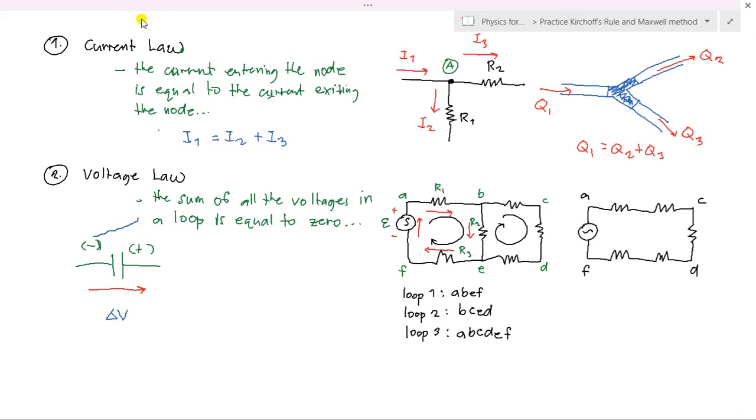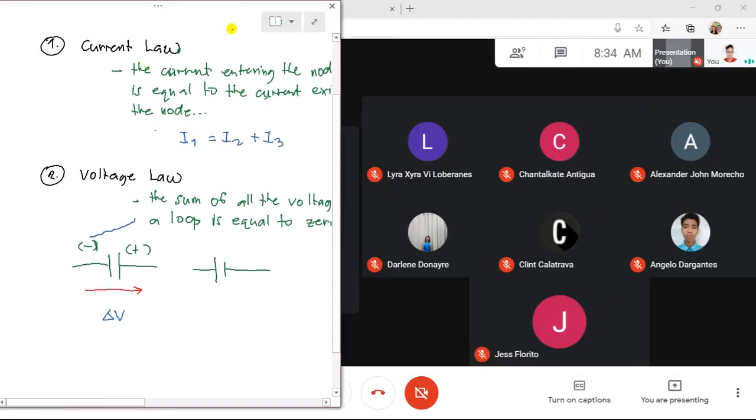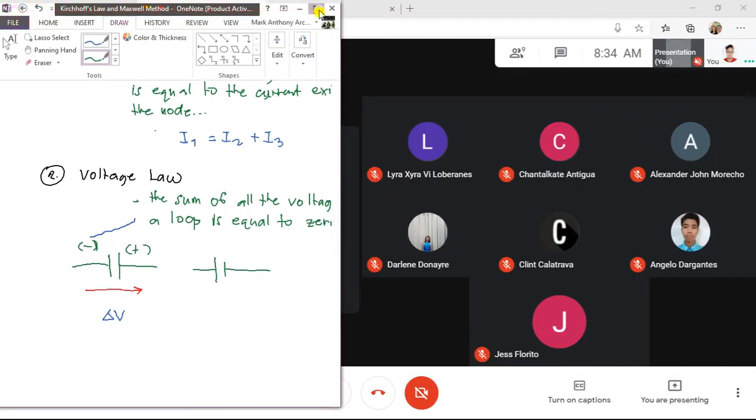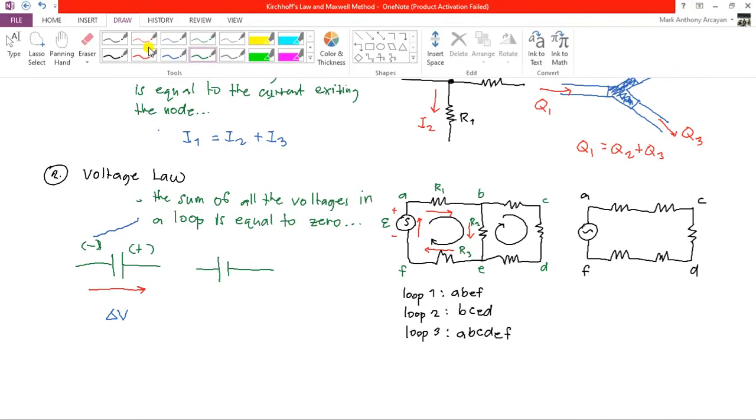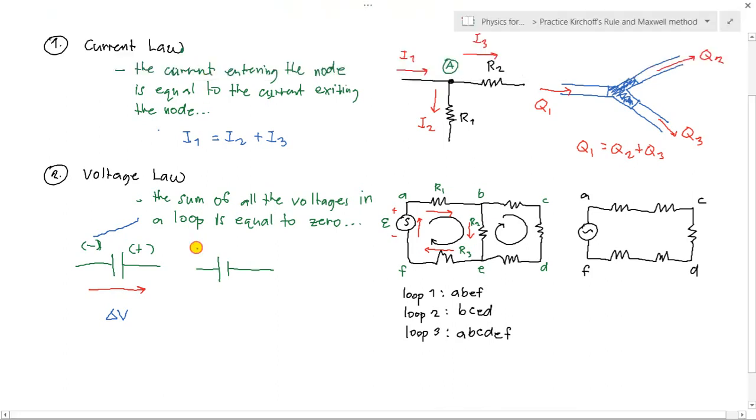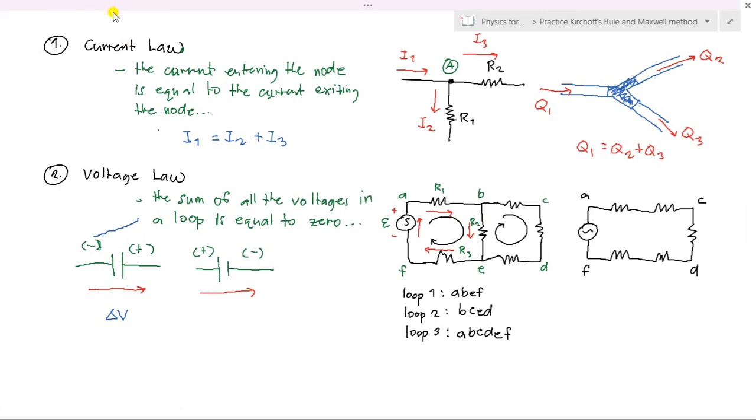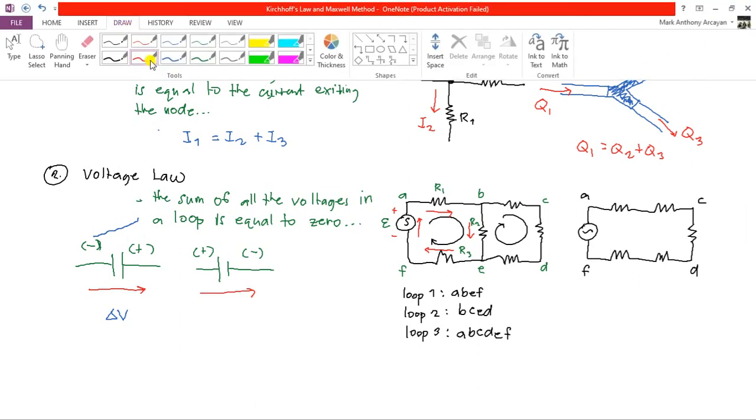Okay? So the delta V, or the voltage it generates, is positive. However, if the signs are opposite, let's say again another power source, this is now the positive and the negative sign. If your direction is still from this side towards the right, then there is a voltage drop.